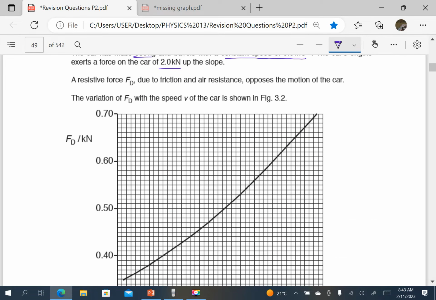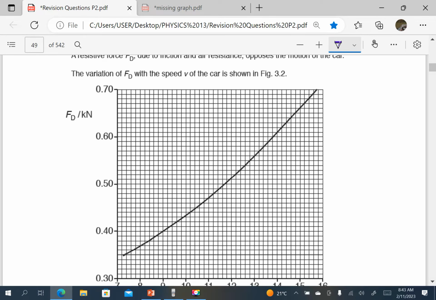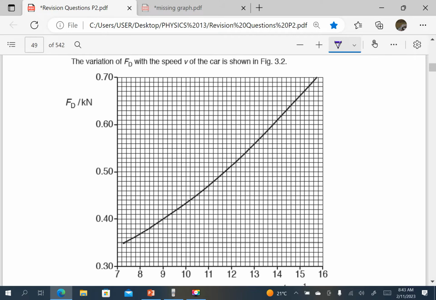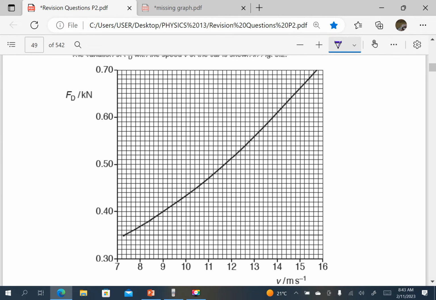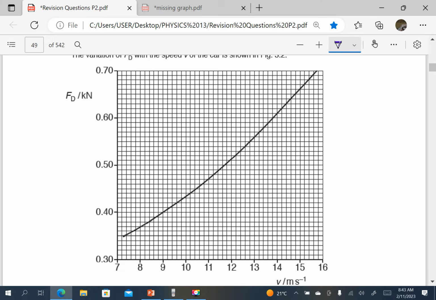The variation of Fd with the speed v of the car is shown in the figure. So here we have the variation of the resistive force with the speed, and we see that the resistive force is increasing with the speed.